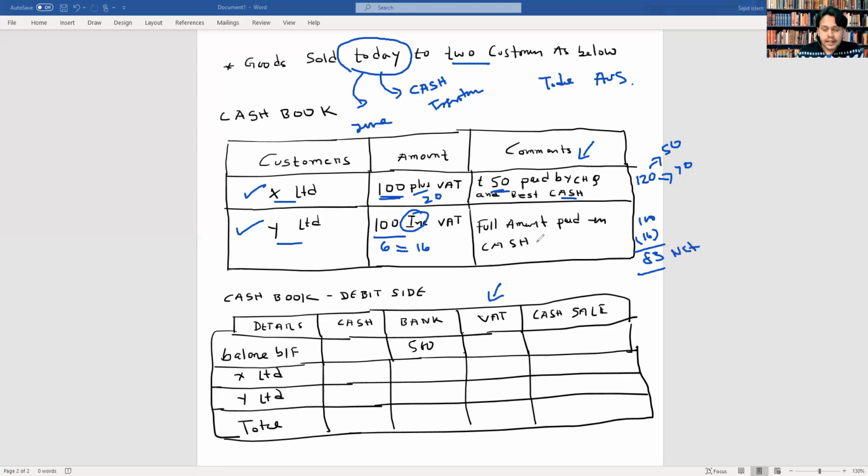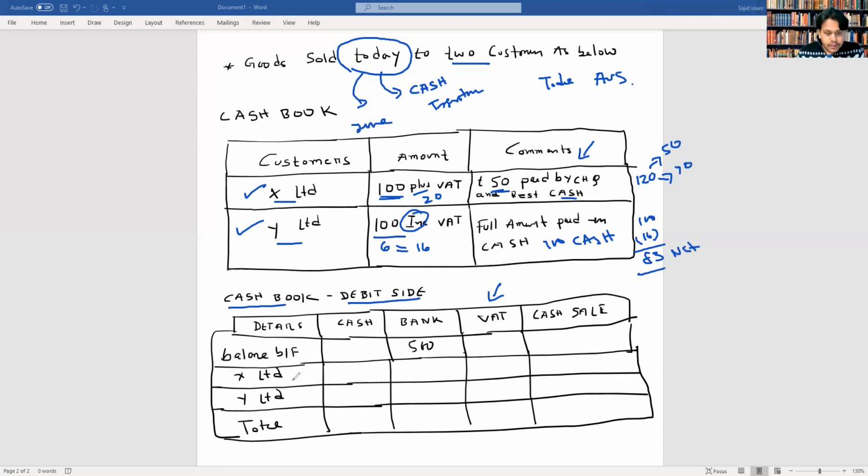Full amount paid in cash. So every whole £100 came as cash. So we said, all right, now we're recording all these transactions on the cash book debit side. If we receive the money, it is the cash book debit side. If we make a payment, that's the cash book credit side.